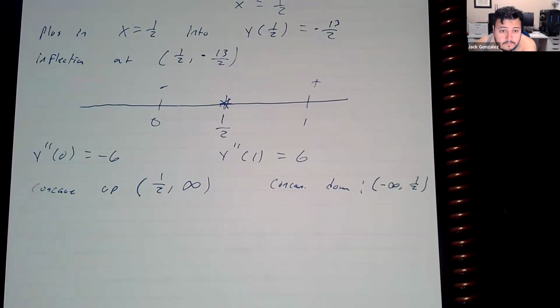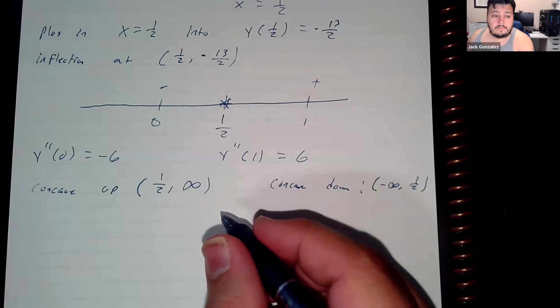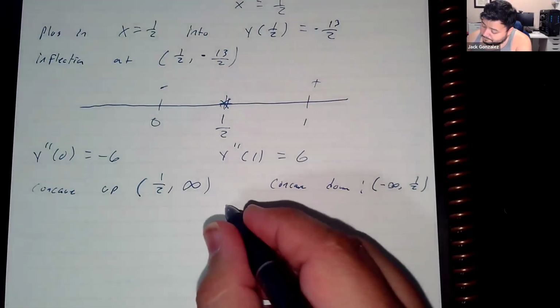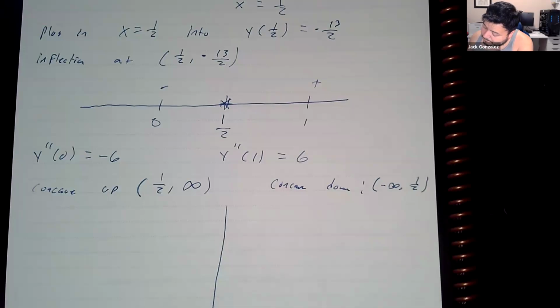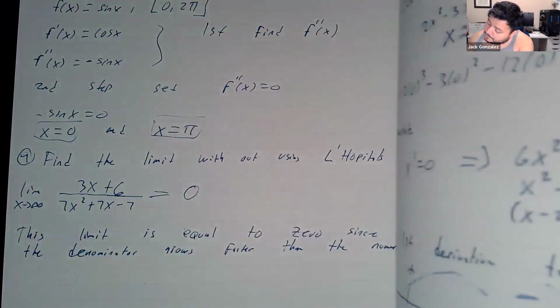All right. So we have everything now. So just sketch it. Okay. We have a point at 0, 0. Point at, was it 3 point something?